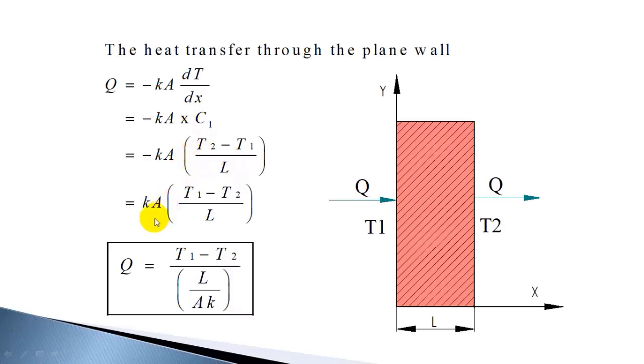Substituting for C1, we get, taking the minus sign inside, you can write K into, and instead of T2 minus T1, now I can write T1 minus T2 divided by L. So taking that K to the denominator, you can write Q is equal to T1 minus T2 divided by L by AK. Temperature difference T1 minus T2 divided by thickness of the slab divided by AK, area of cross section, area normal to the direction of heat flow, into thermal conductivity of the material. So L by AK. So if you divide the temperature difference by L by AK, you will get the rate of heat transfer. This is heat transfer per unit time.